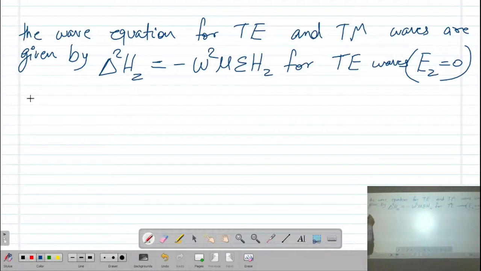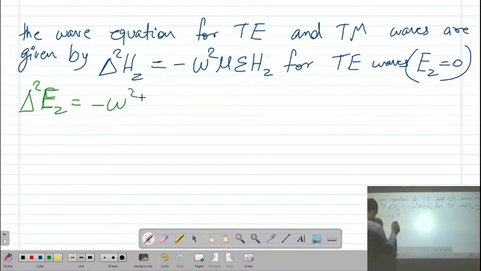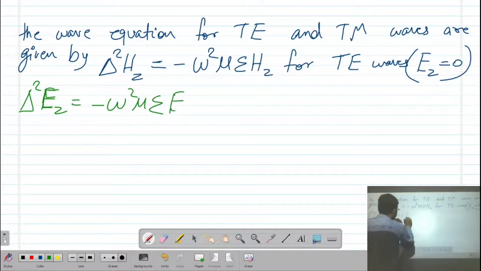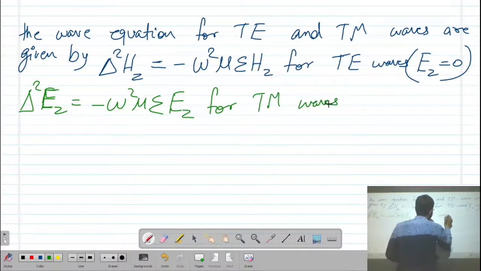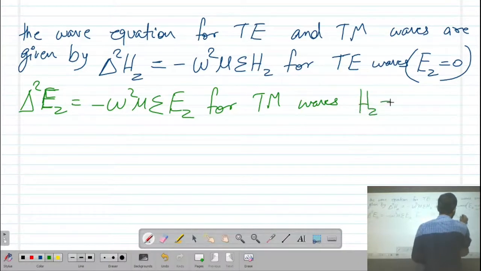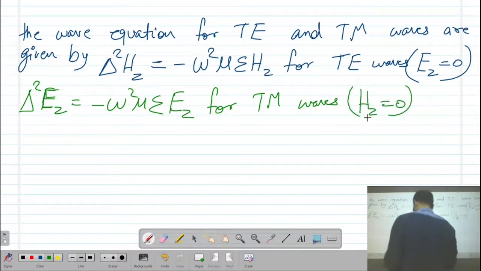And similarly, we will have del square E of Z is equal to minus omega square mu epsilon E of Z for TM waves, where H of Z will be equal to zero.